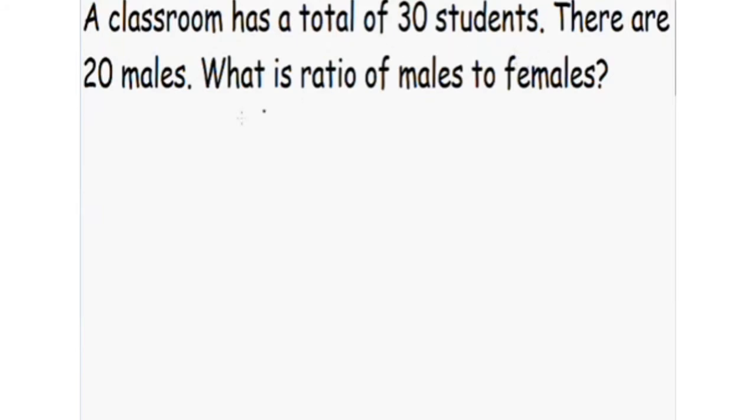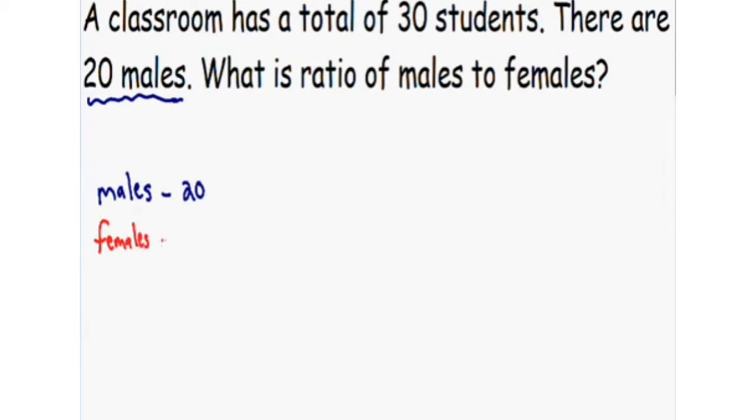In a classroom of 30 students, there are 20 males and the rest female. What is the ratio of male to female? Because we already know the number of males is 20, we write down the 20 males. So male is 20. Then what about female?